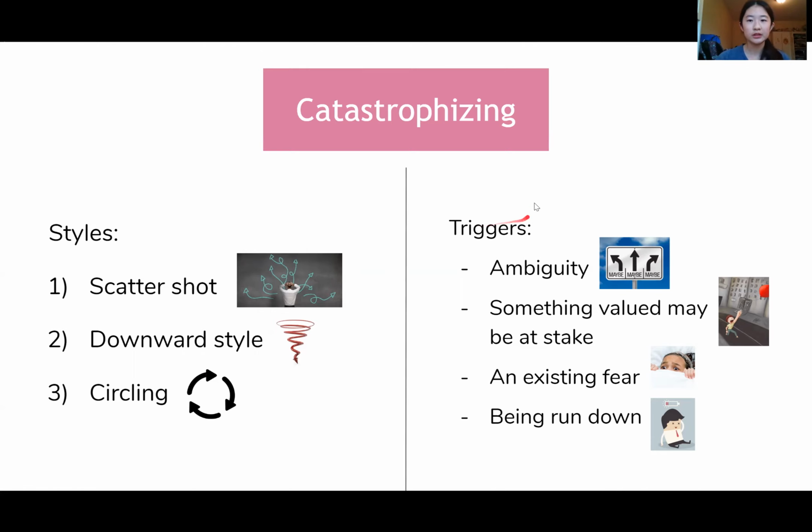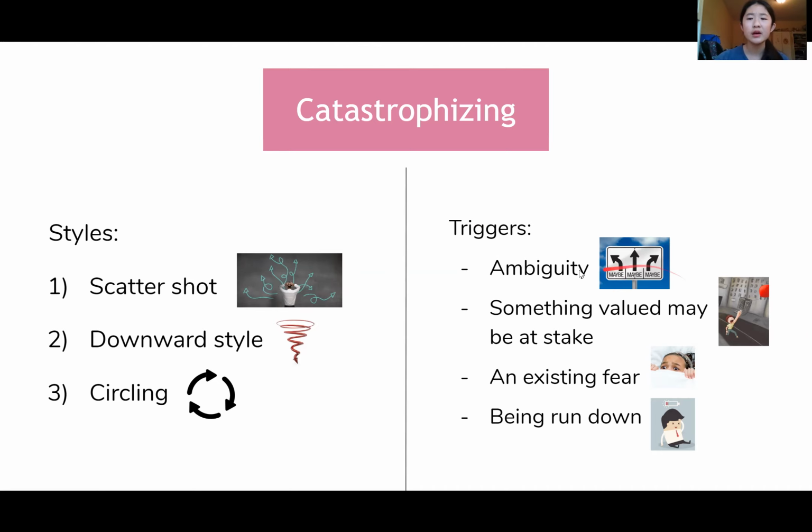The triggers for catastrophizing. Ambiguity was the one that I used last week for an example. This was when I said, oh, you got a text from your boss that says, just come to my office after your shift or something like that. Because it's ambiguous, you can start catastrophizing because you don't have enough information. But there's other ways that catastrophizing can be triggered.